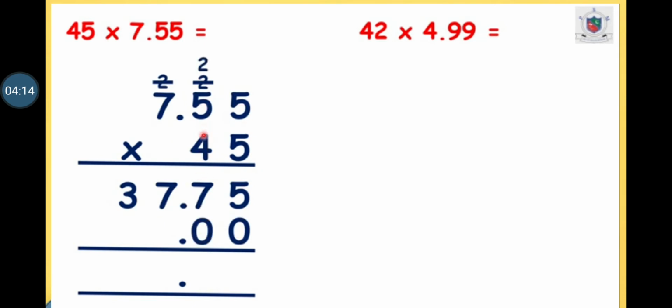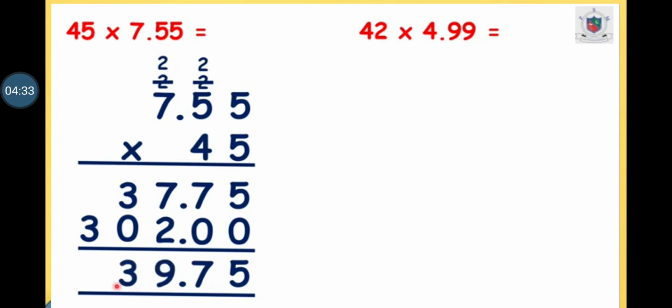After that, we take the second digit and multiply it with all the top digits. So 4 times 5 is 20, 2 will be carried forward. Again 4 times 5 is 20 plus 2 is 22. 4 times 7 is 28 plus 2 is 30, and at the end we add the products and we get 339.75.